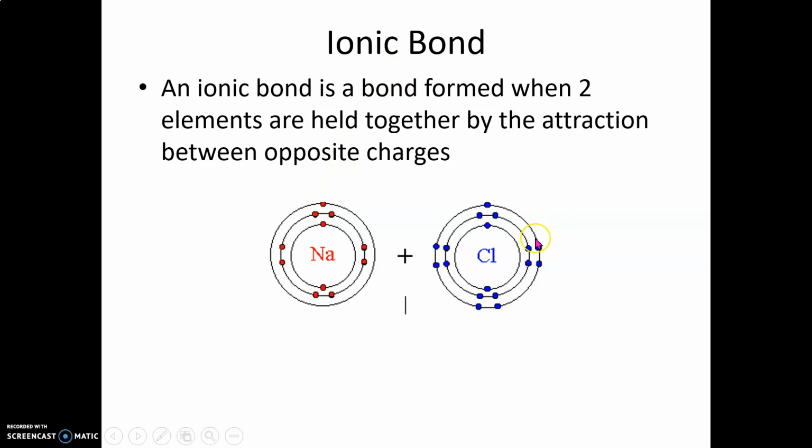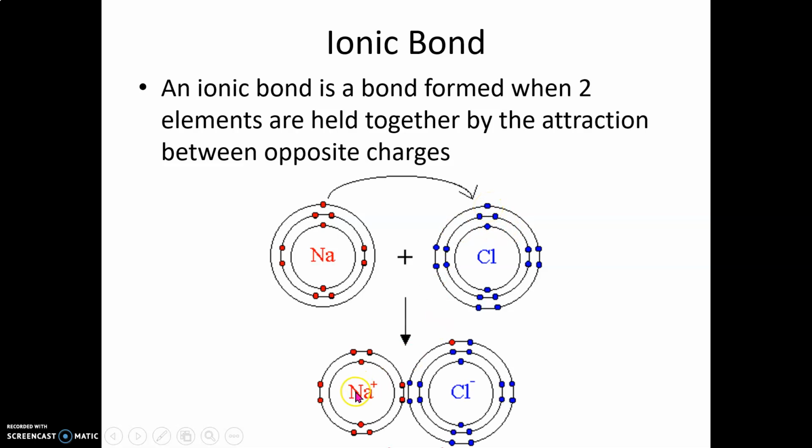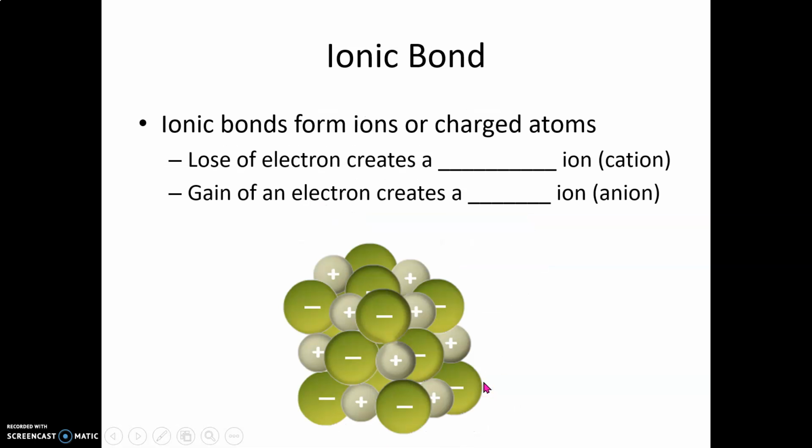If this one lost one. So if it loses an electron and it comes over here, it means it has more protons than electrons and it becomes positive. By this one gaining one, now it has more electrons than protons and it becomes negative. So now we have an Na plus and a Cl minus, and they form an ionic bond. That bond holds together because they are attracted to each other. Plus attracts minus. If you lose an electron, you become positive or a cation. If you gain an electron, you become negative or an anion.